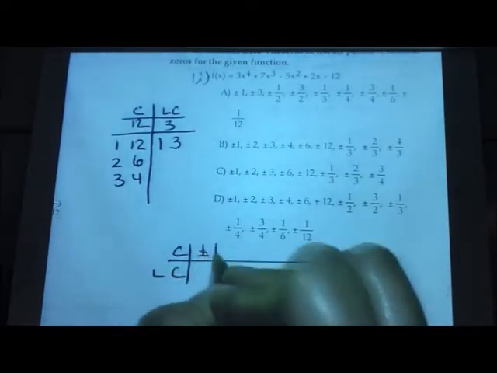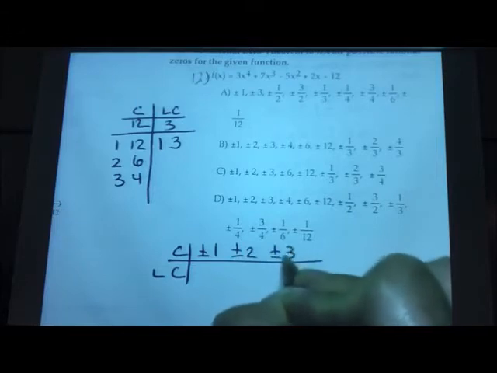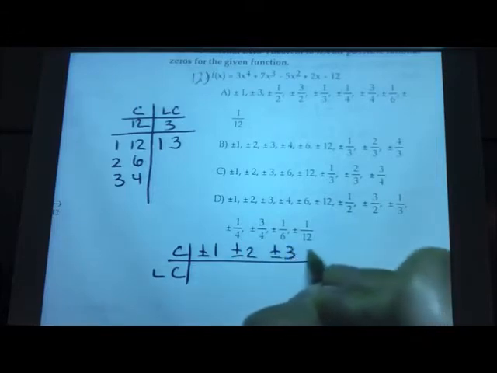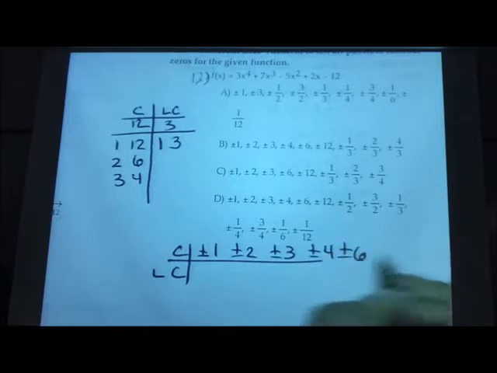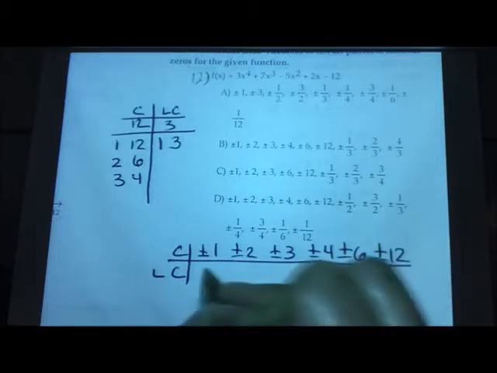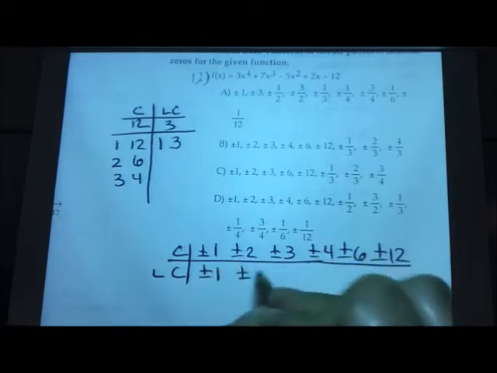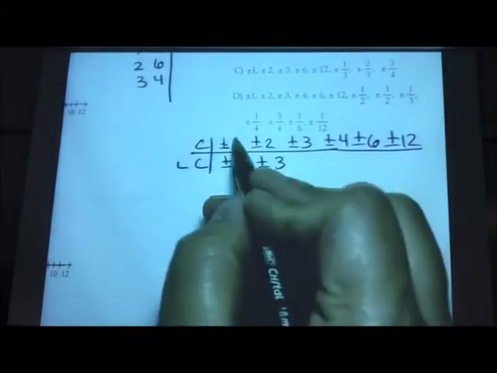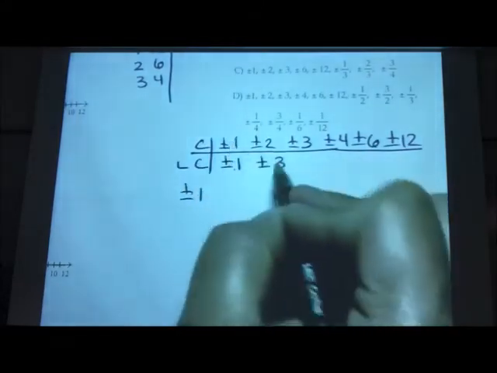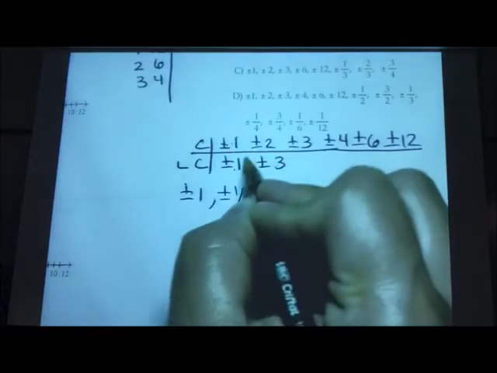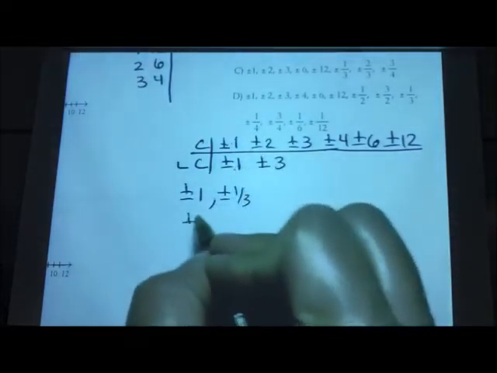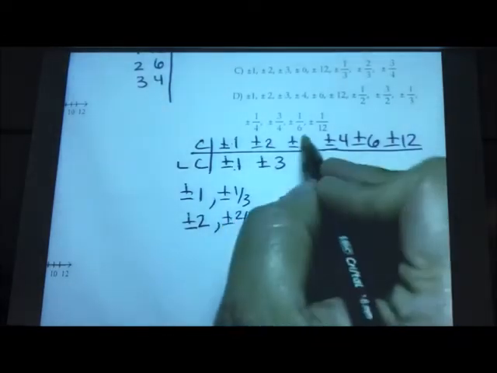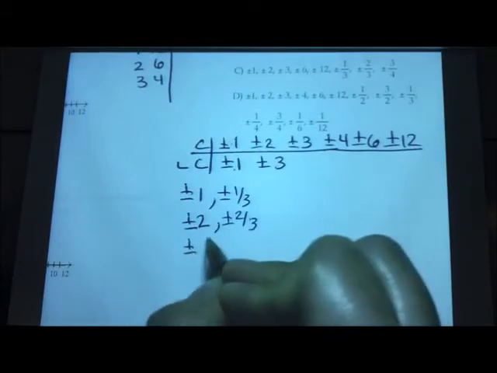So when you make your table, plus minus 1, plus minus 2, plus minus 3, plus minus 4, plus minus 6, and plus minus 12. Plus minus 1, plus minus 3. So please keep in mind, the way you do this is the way you set them up. Constant over your leading coefficient. 1 over 1, plus minus 1. 1 over 3, plus minus 1/3. 2 over 1, plus minus 2. 2 over 3, 2/3. 3 over 1, plus minus 3.